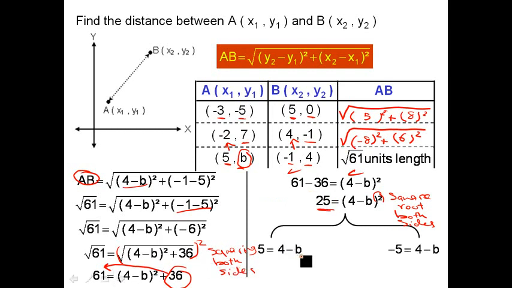Okay, how can we find b now? We move 4 to the other side and divide by negative 1. So b will be negative 1. This is the first answer. And here b will be 9. This is the second answer.